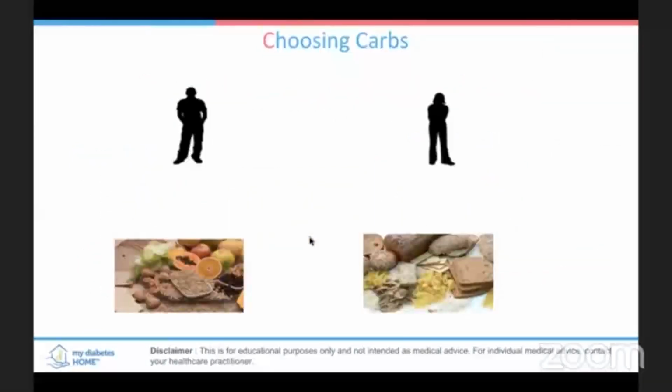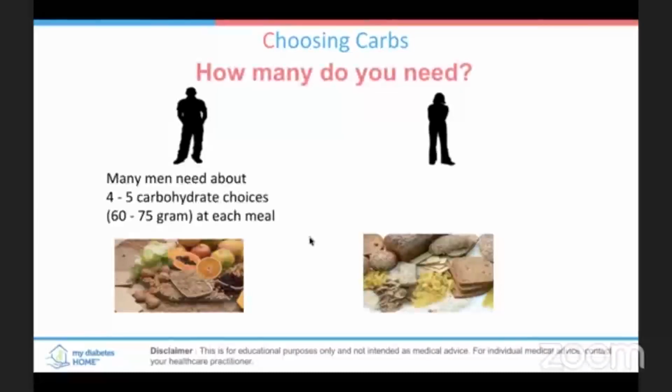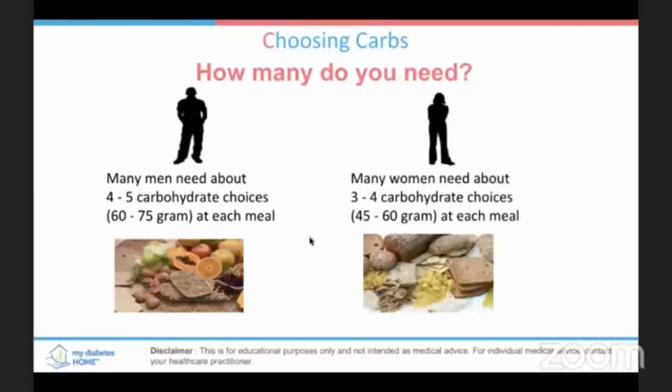How many carbohydrates? Well, in general, this is an oversimplification, I'll tell you. Many men would need about 4 to 5 carbohydrate choices. That's 60 to 75 grams. And many women will need 3 to 4 carb choices per meal. So that's what a general recommendation would be of a balanced diet.